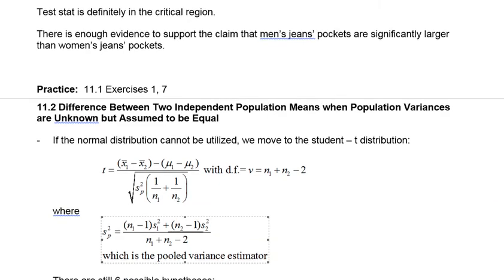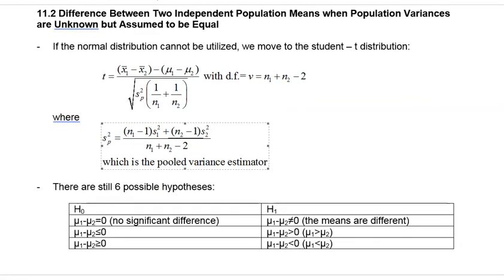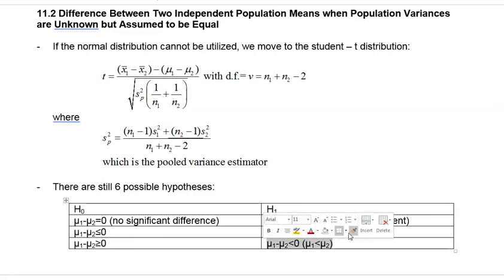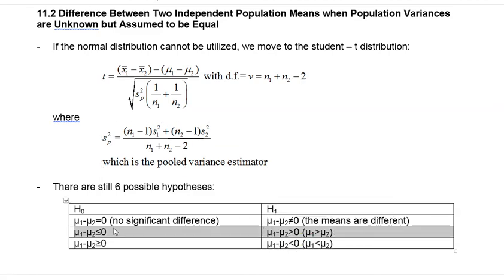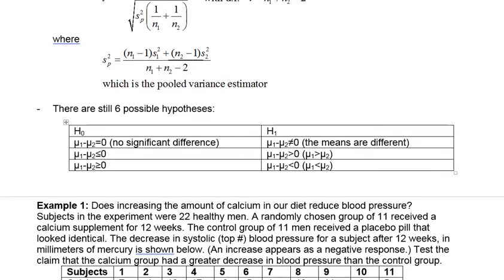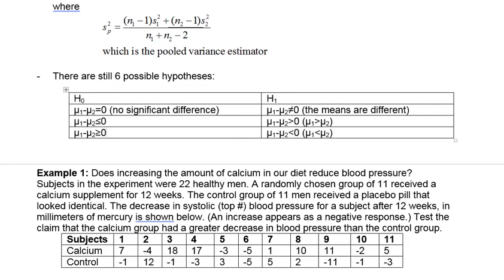So the six possible hypotheses are still the same as they were before. So no significant difference, or the means are different. Sample 1 has a smaller mean than sample 2, or sample 1 has a larger mean than sample 2, looking at our two alternate hypotheses, or they're at least as much as one another, or at most as much as one or the other, depending on which variation we're looking at. So again, we're going to do a quick example of that one. So this one, you'll notice a couple differences.